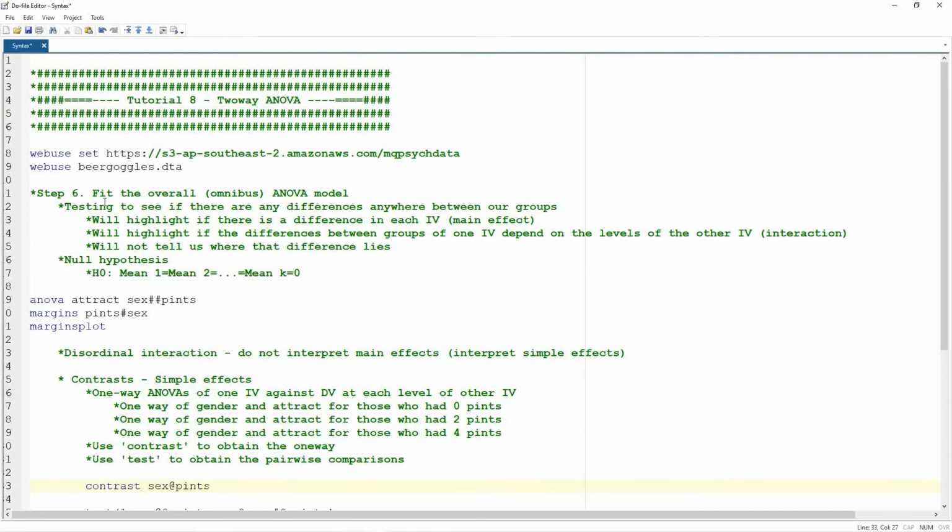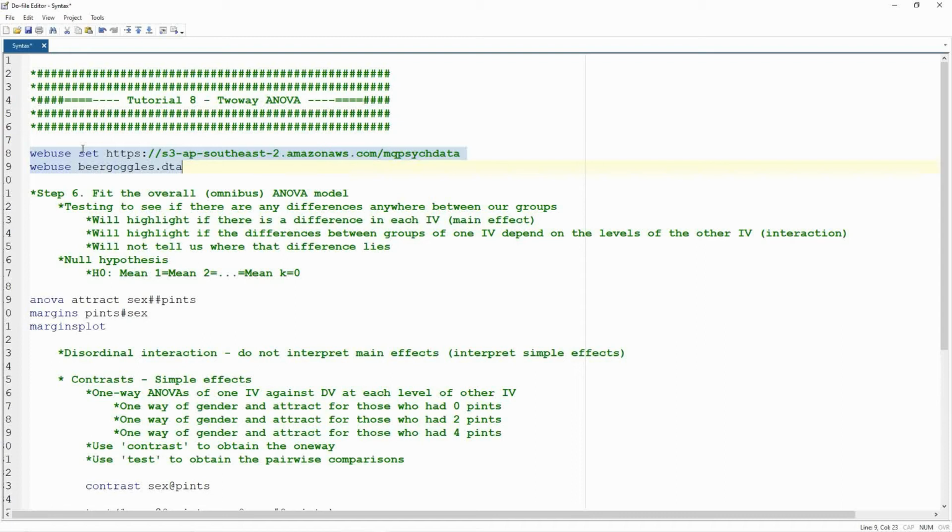Hi everyone, we are up to tutorial 8. So this is our second video, or our second week, exploring two-way Anova. We're going to continue on with the story from last week. We're looking at the beer goggles dataset.